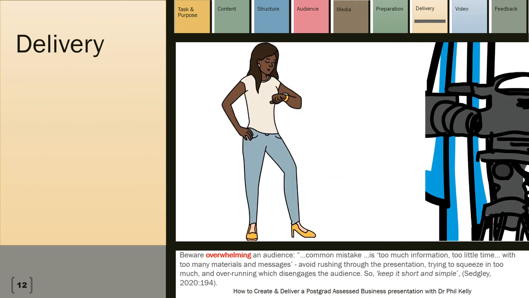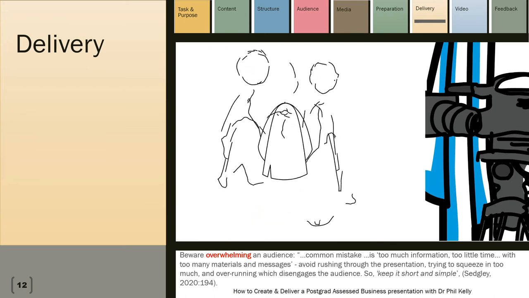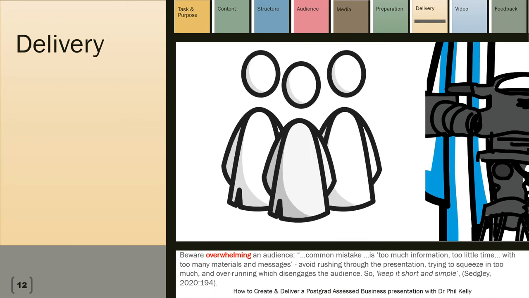Allocate time according to topic importance, and think about how much time each individual should speak if you are delivering a group presentation. In the case of a group presentation, you should also consider how to integrate the presentation parts and how to link from one presenter to the next without fragmenting the presentation or confusing the audience. When you are not speaking, ensure that you don't distract the audience.